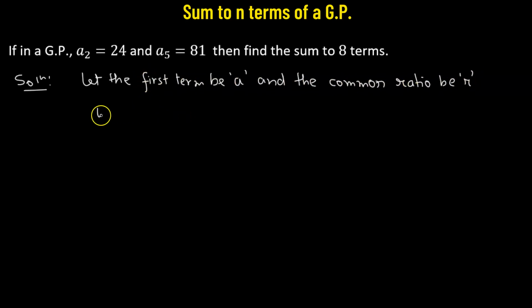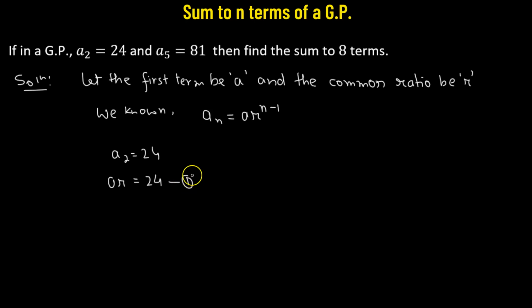Now we noted the nth term of a geometric progression is given by a_n equals a times r raised to the power of n minus 1. So using this, we are given the second term, which is 24. So we have a times r equals 24. So let this be equation number 1.